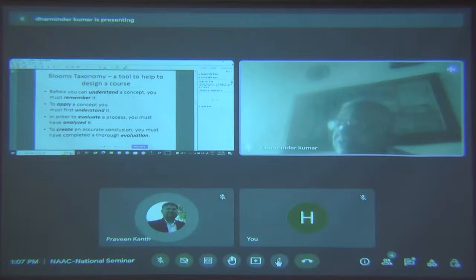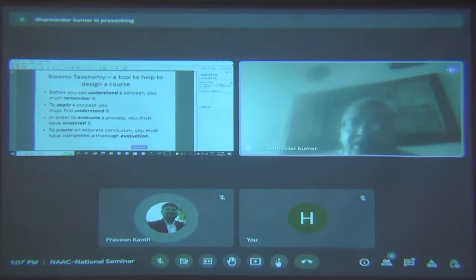Aapne dekha hoga, universities course curriculum banati hai. They have the different semesters, and every semester they have a framework, like some theory papers and some practical papers, some minor project or major project, some internships and other things. But Bloom's taxonomy or OBE says that while we are developing a course, you must follow Bloom's taxonomy.